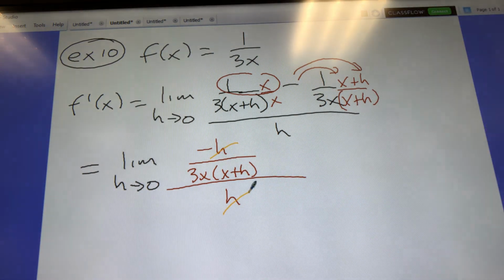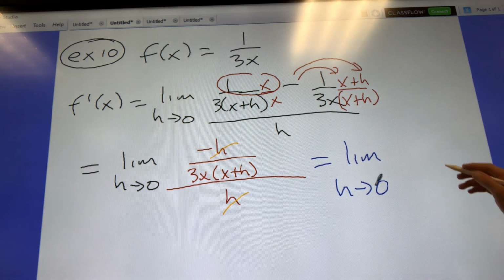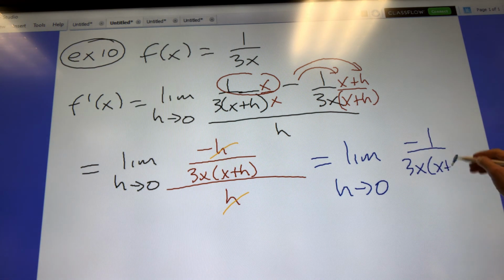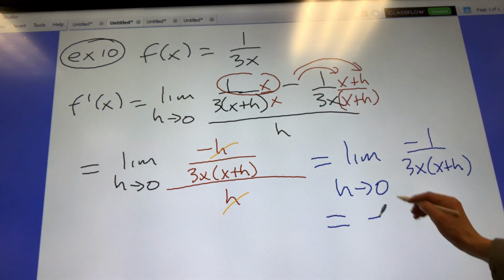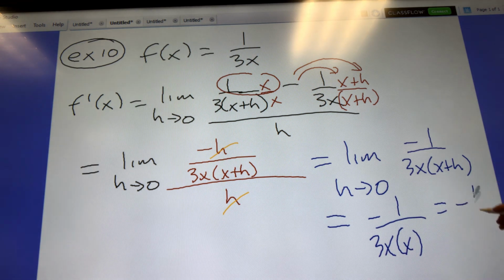This is great. We have the limit as h goes to 0 of negative 1 over 3x, x plus h. Now we can let h be 0. Negative 1 over 3x squared.